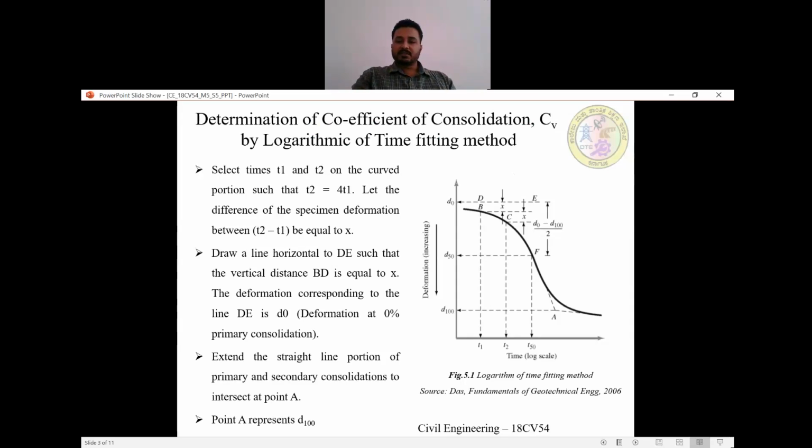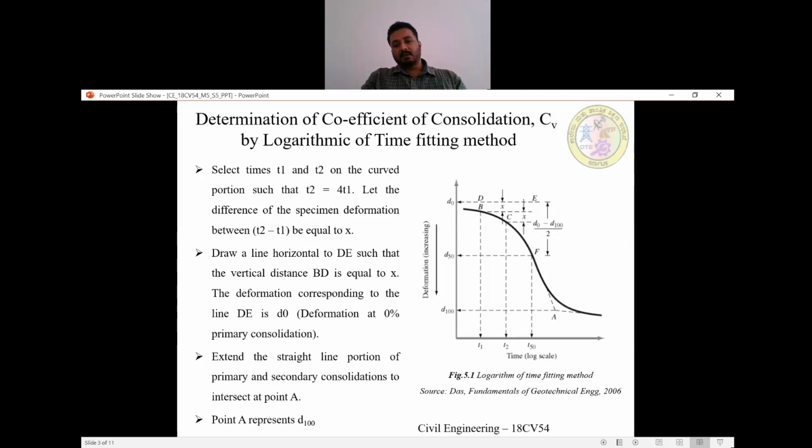So, in the previous session, we have already discussed how to determine coefficient of consolidation by square root of time fitting method. So, in today's session, we will be discussing logarithmic time fitting method. This method is proposed by Casagrande and he utilizes the theory behind U and the time factor TV.